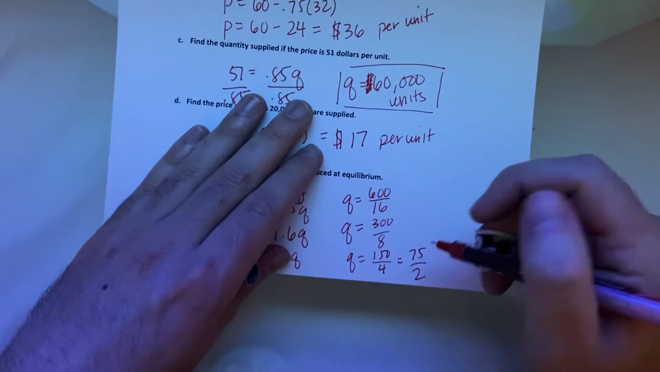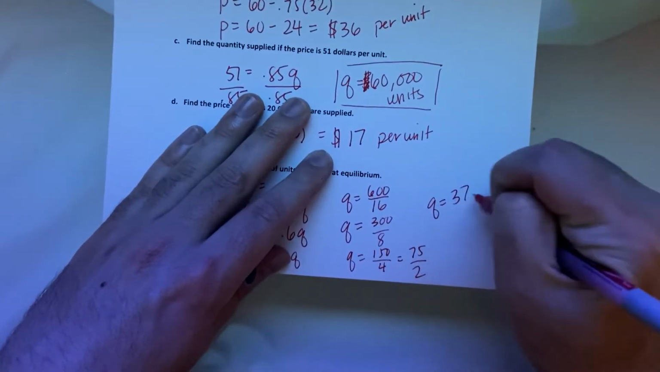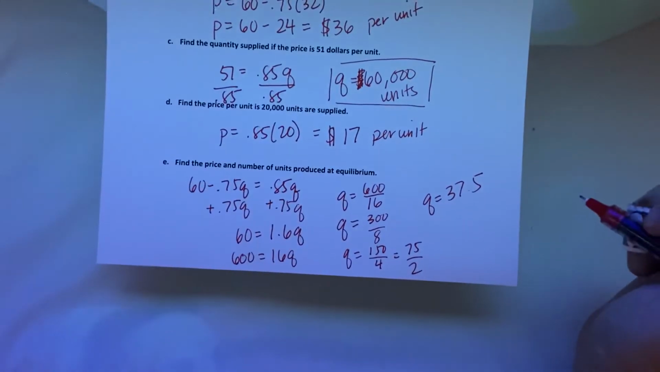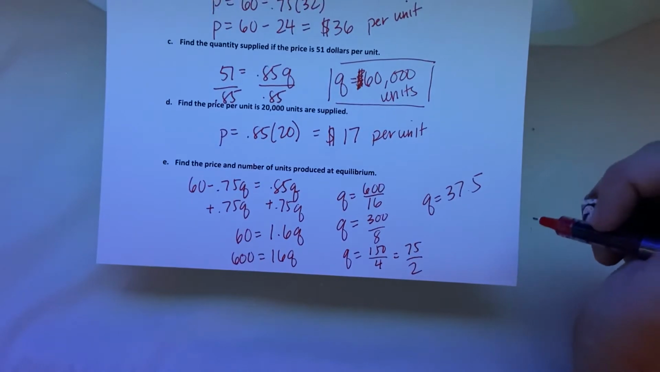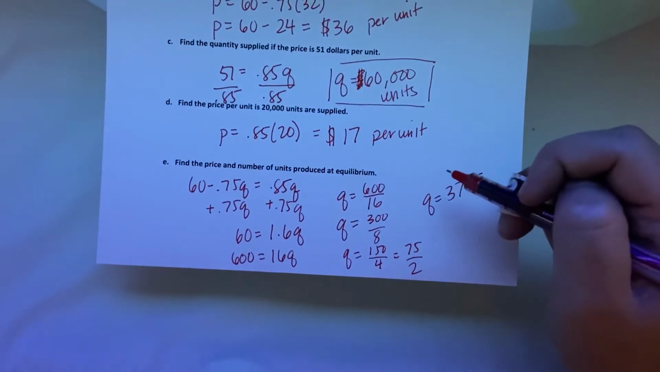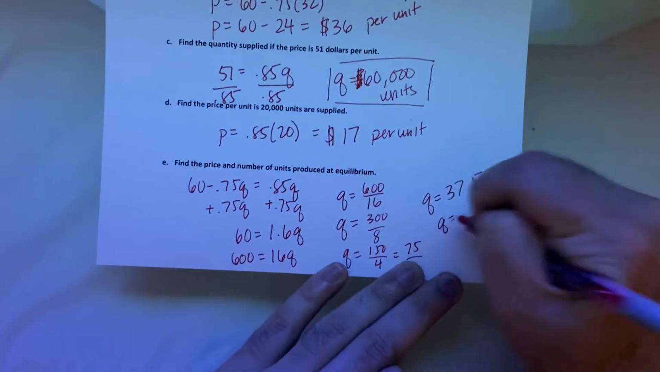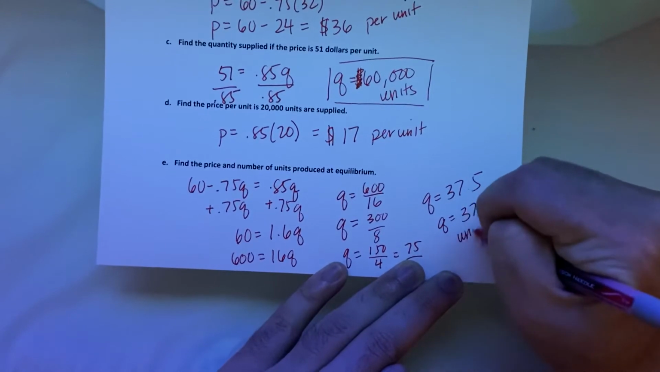Now, finally, this we should be able to divide. This is 37.5. Now 37.5, remember this is Q in thousands, so Q is 37,500 units.